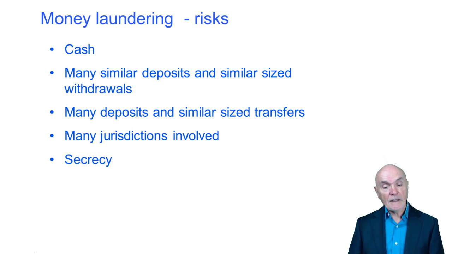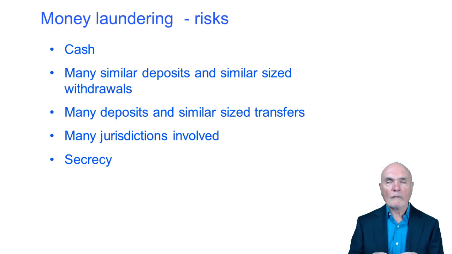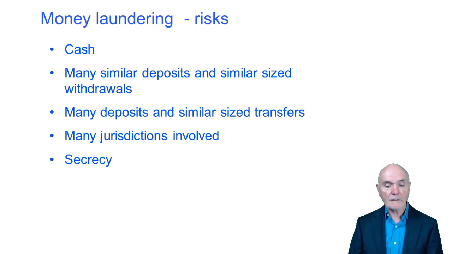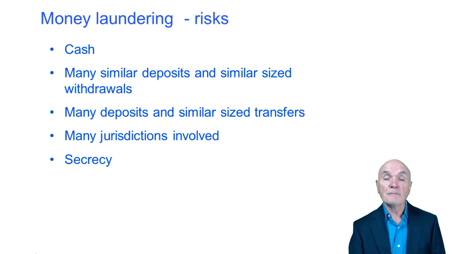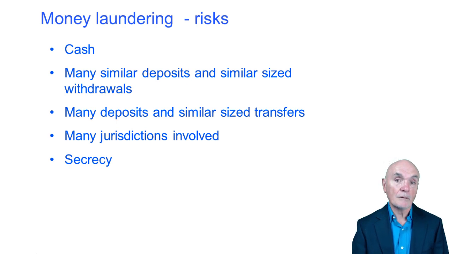Risks are particularly seen where it's a cash-based business. Cash is very difficult to track. Where there are many deposits and similar size transfers or withdrawals for no particular logical purpose, just in and out, in and out, or lots of bank accounts. First of all, why do you have lots of bank accounts, and why are you making all these transfers between them? It's not normal to be doing that. If there are many jurisdictions involved, many countries involved, again, this can be used to obscure the trail. And if you ask about where his money has come from, and you're not given what appears to be a straight answer, then you'd be very suspicious that money laundering is actually occurring.